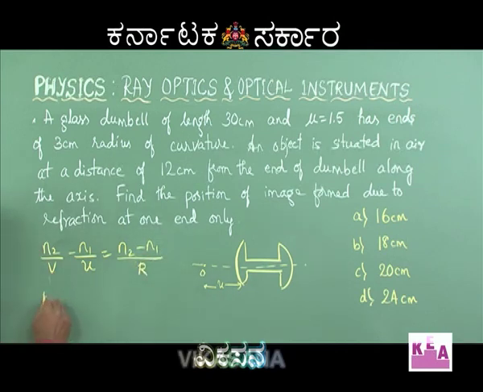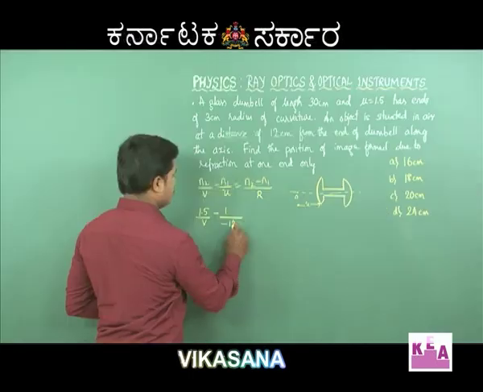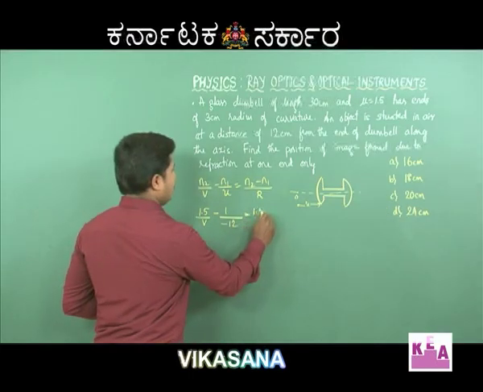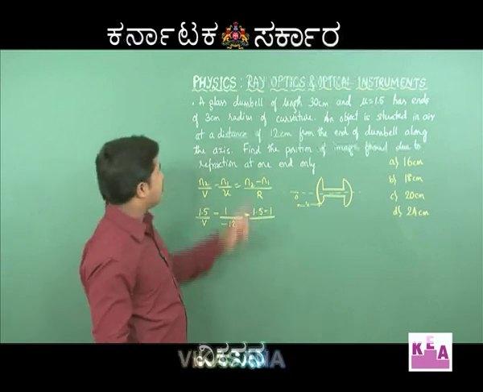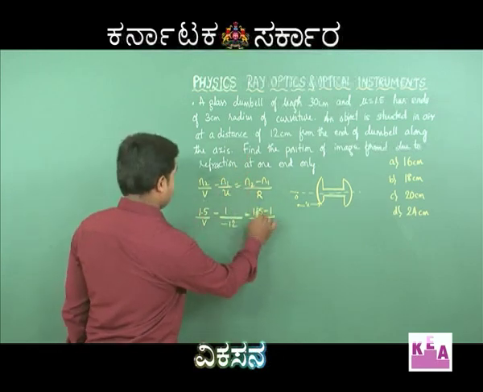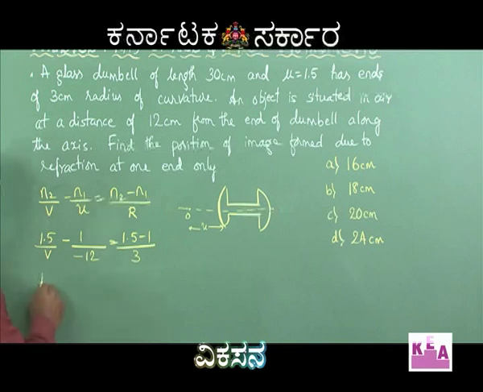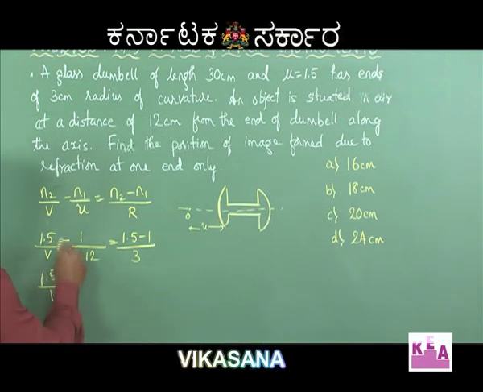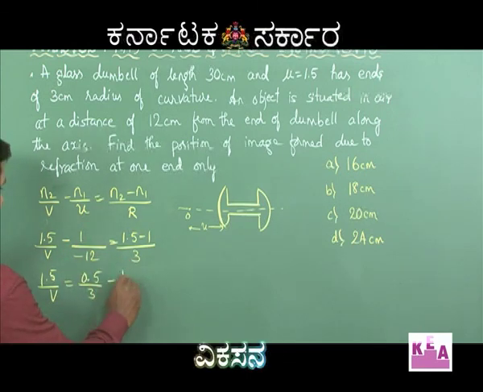n2 will be 1.5 divided by v, which is to be found out, minus n1, which is, since it is surrounded by air, 1 divided by the object distance, which is negative. This is incident ray direction, so measuring in the opposite direction has to be negative. It is equal to 1.5 minus 1 divided by radius of curvature, which is 3 centimeter. So, rearrange the terms: 1.5 by v plus 1 by 12 here. So, I will take it on the other side. It is equal to 0.5 by 3 minus 1 by 12.